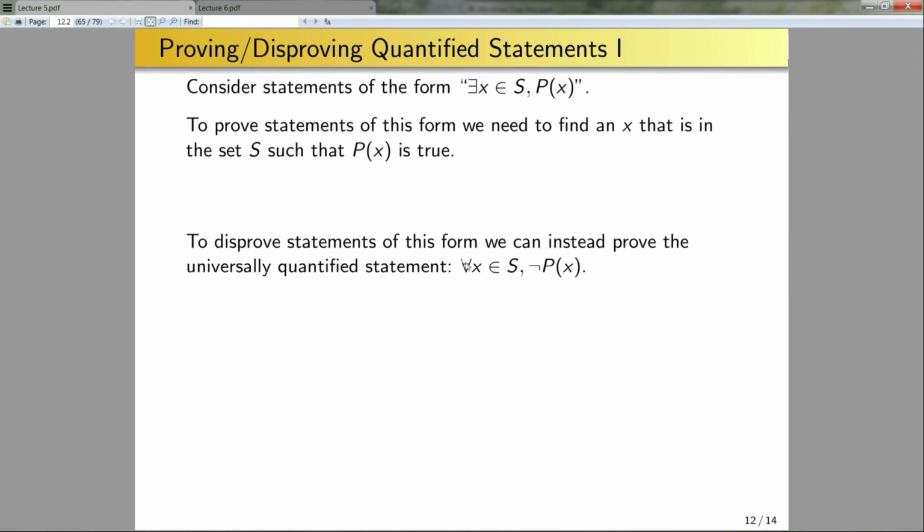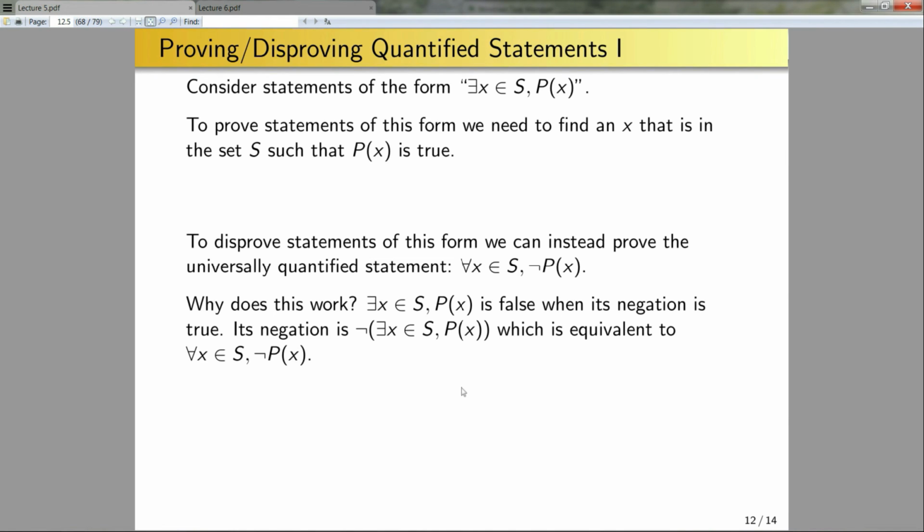So where did this come from? Why does this work? Well, I know that the original statement, there exists an x in S such that p of x, is false precisely when its negation is true. And I know that the negation of this quantified statement is simply for all x in S, not p of x. So that opens the question, how do I prove statements of this form? I'm going to answer that on the next slide by proving statements of this form where instead of having not p of x, I just have p of x. But the technique that I'll talk about there carries over for this case.